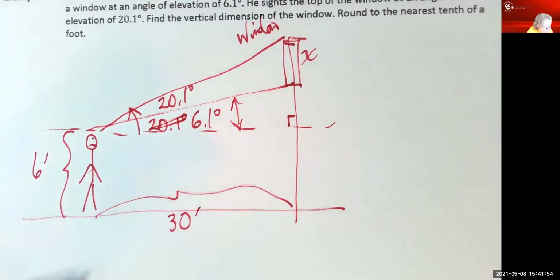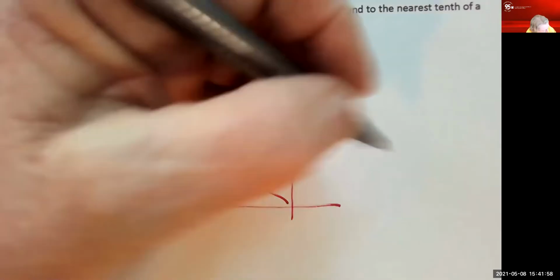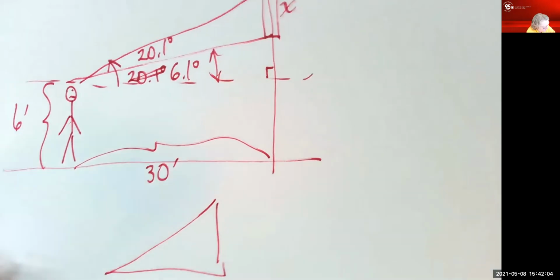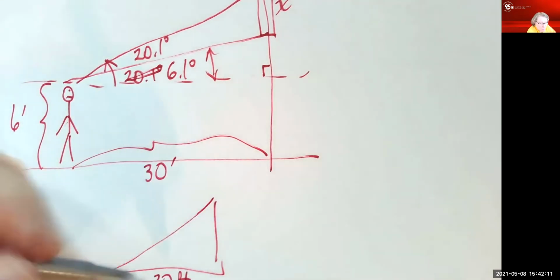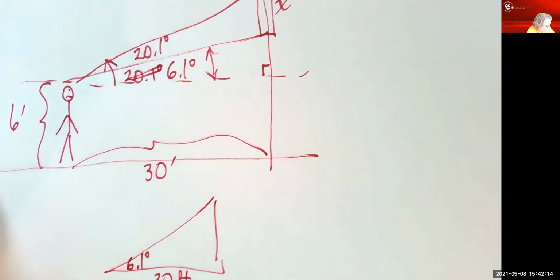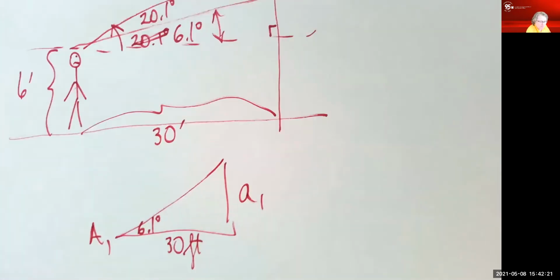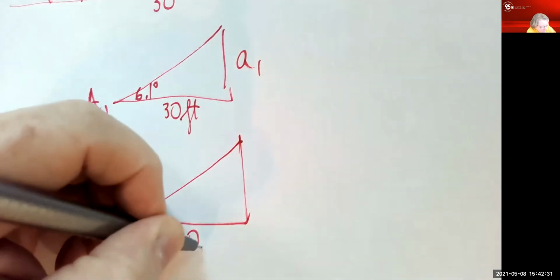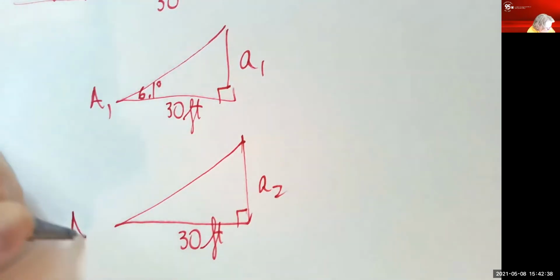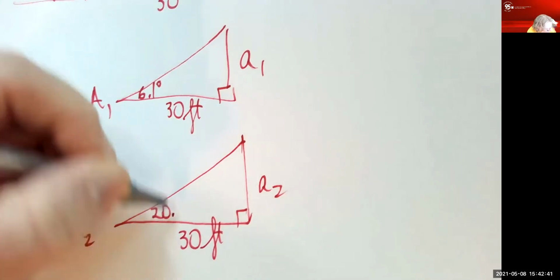So we've got 2 right triangles. We have one, remember the base is 30 feet. One right triangle has the lower angle of 6.1 degrees. And let's call this A1 for angle 1. The other triangle is also, the base is also 30 feet. We're going to call this A2 for angle 2, and this one is 20.1 degrees.